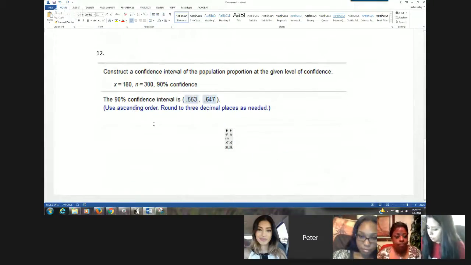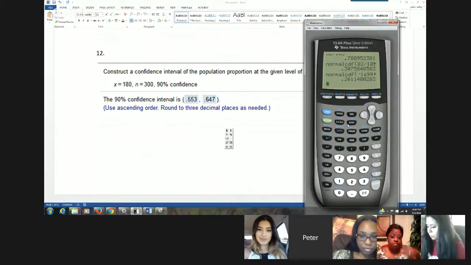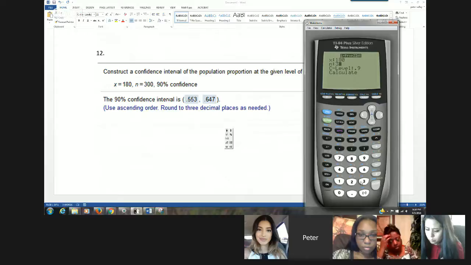We're almost done. Construct a confidence interval for the population proportion at the following level. So I've got 180 successes, sample size 300, 90% confidence. Okay, so I believe we go to test, and it's a proportion, so it's a 1-prop z interval right there. It's going to ask for basically the 3 numbers that it just gave us. So 180, 300, and 0.9, and then I just hit enter, and it gives me all those numbers. Yay! That's a nice, pretty straightforward one.